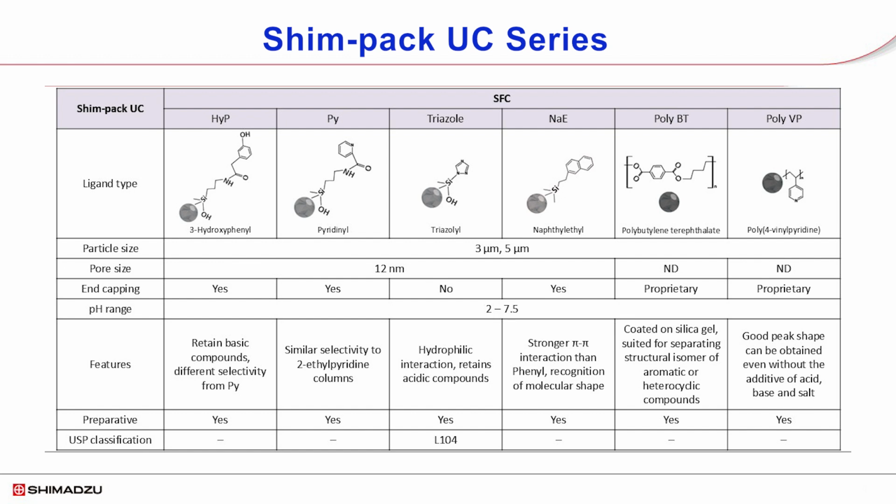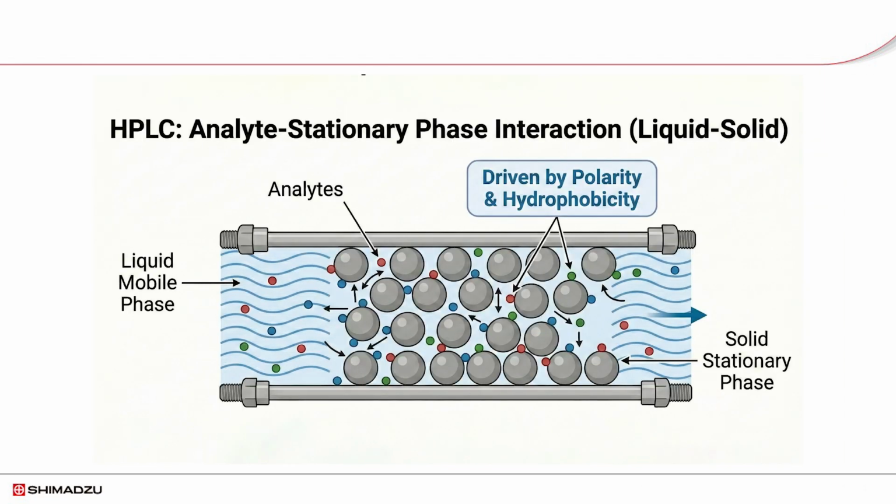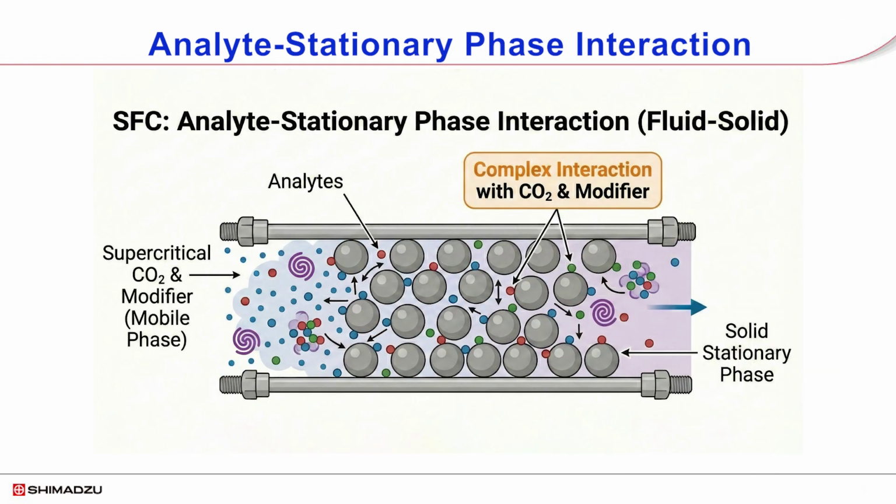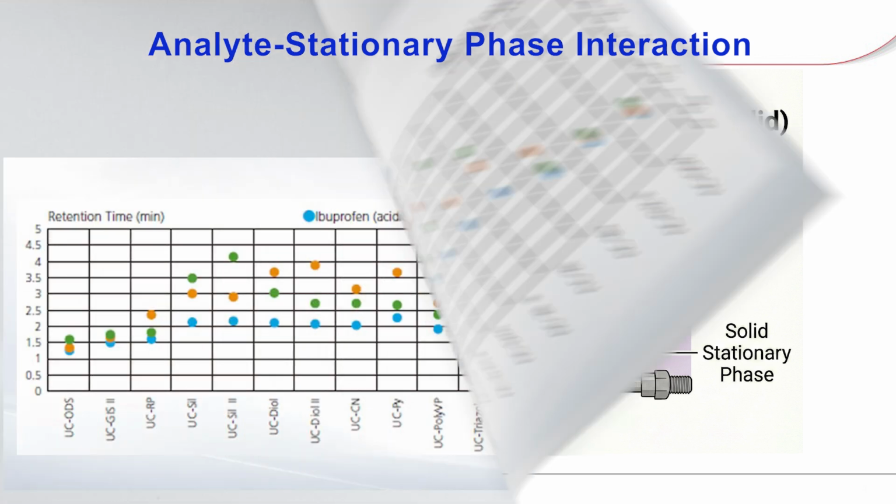In high-pressure liquid chromatography, the interaction is liquid-solid. The separation is driven by polarity and hydrophobicity, where analytes partition between the liquid mobile phase and the solid stationary phase. In supercritical fluid chromatography, the interaction is fluid-solid. This interaction is described as a complex interaction with carbon dioxide and modifier. The unique properties of the supercritical fluid and the added modifier create a more complex separation mechanism than in HPLC.